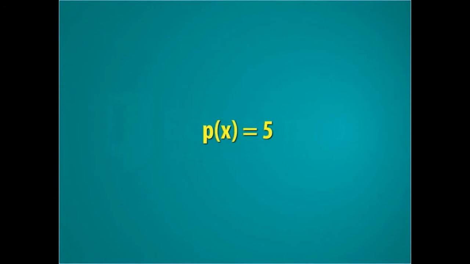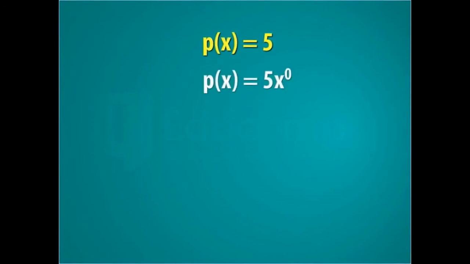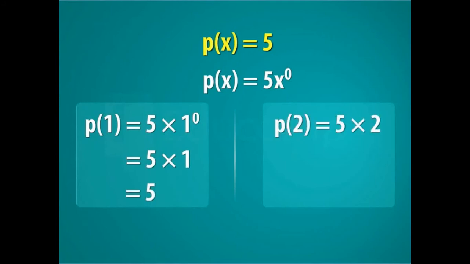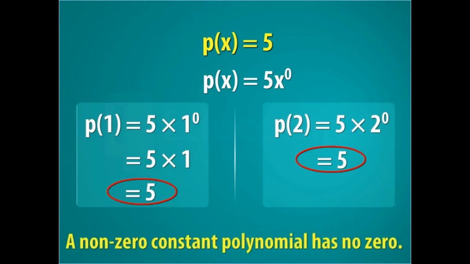Now look at the constant polynomial 5. It can be expressed as 5 into x raised to the power 0. If we replace x by any number, we still get 5. Thus, a non-zero constant polynomial.